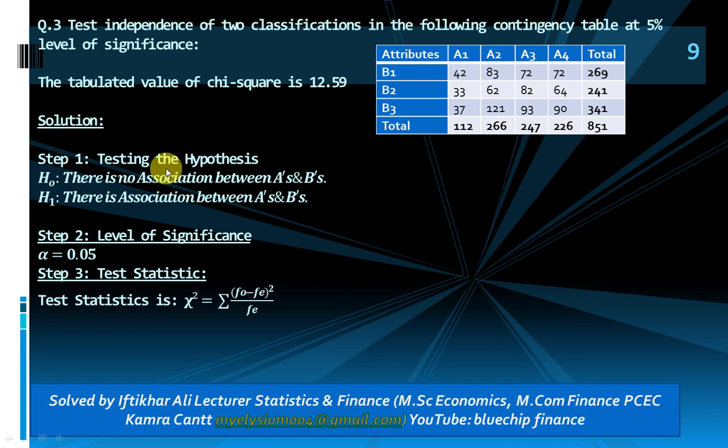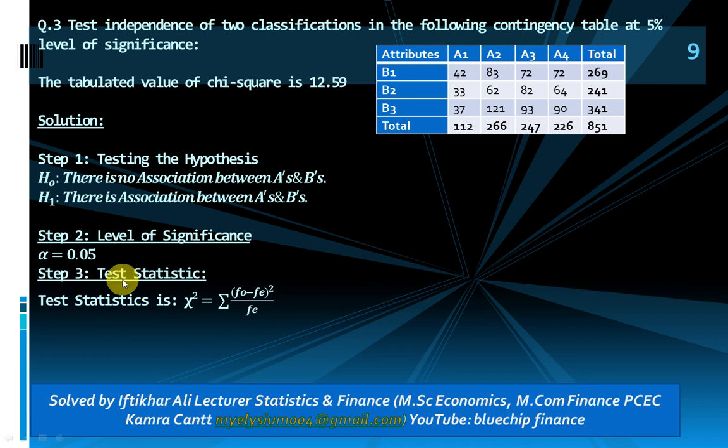First step is testing the hypothesis. Null hypothesis: there is no association between alphas and betas. In chi-square test, we always take the null hypothesis that there is no relation between these two variables. And in the alternative hypothesis, we consider that there is a relationship between these two variables. Second step is the level of significance, which is given in the question, 5%, so 0.05.